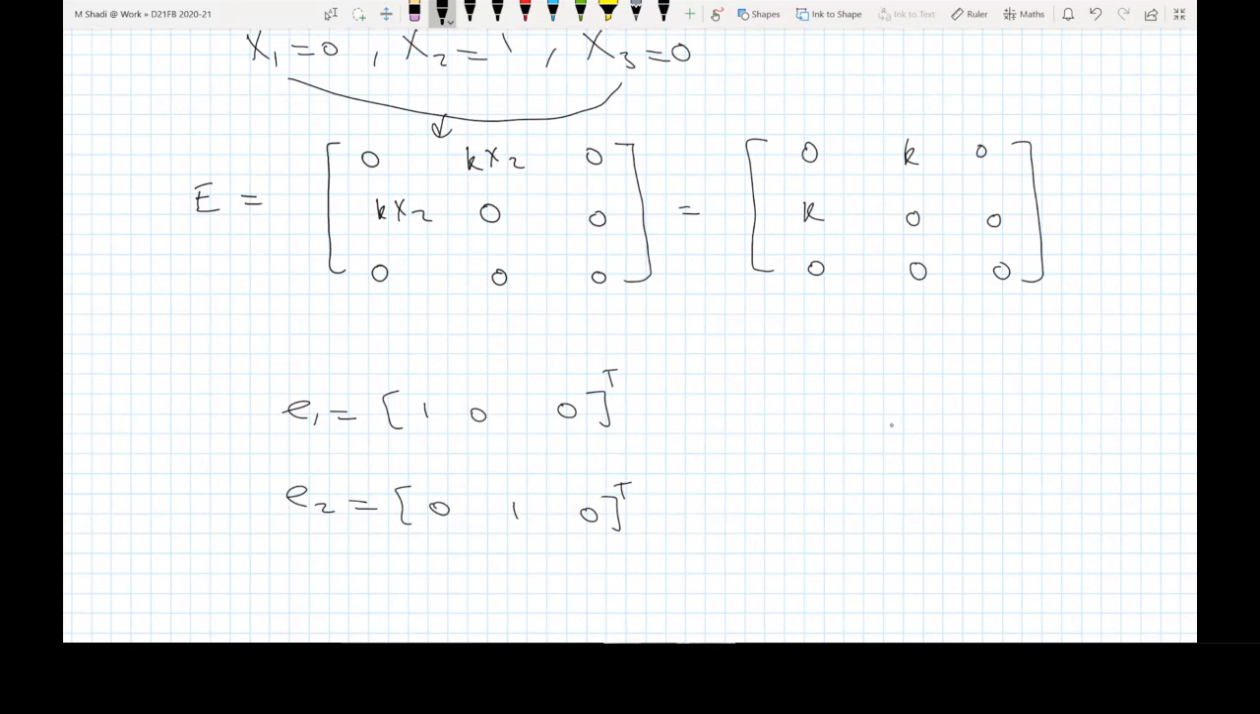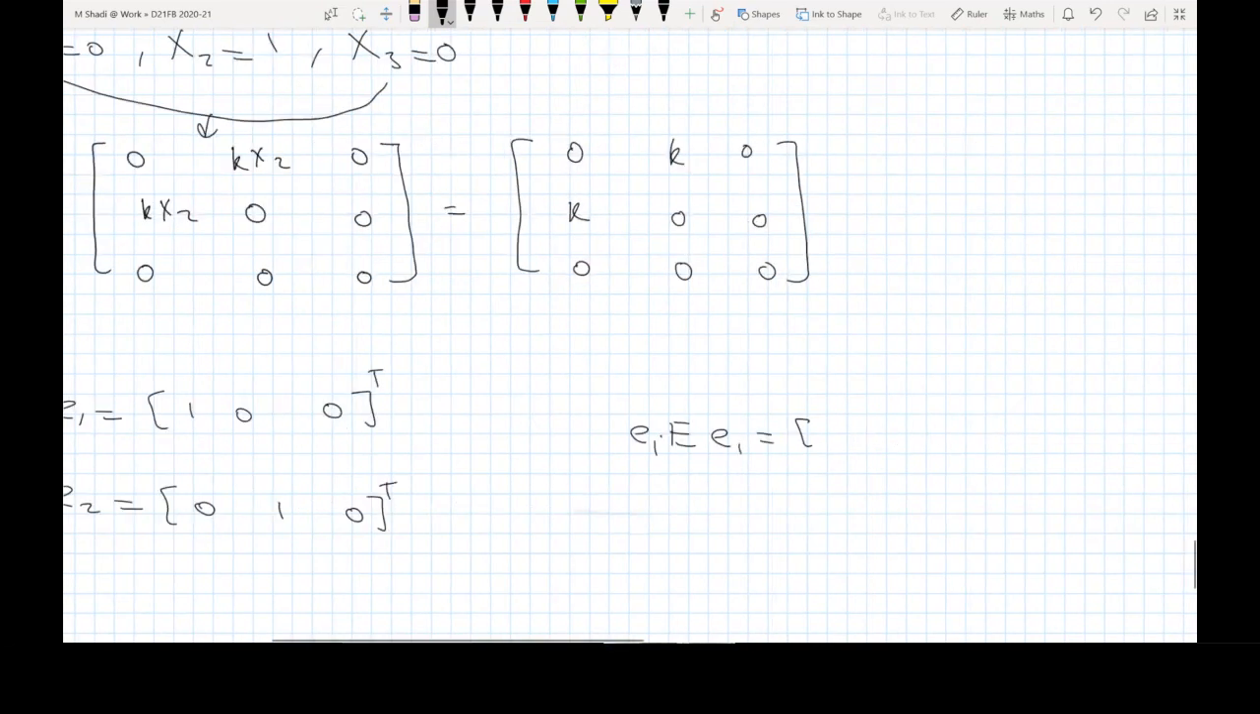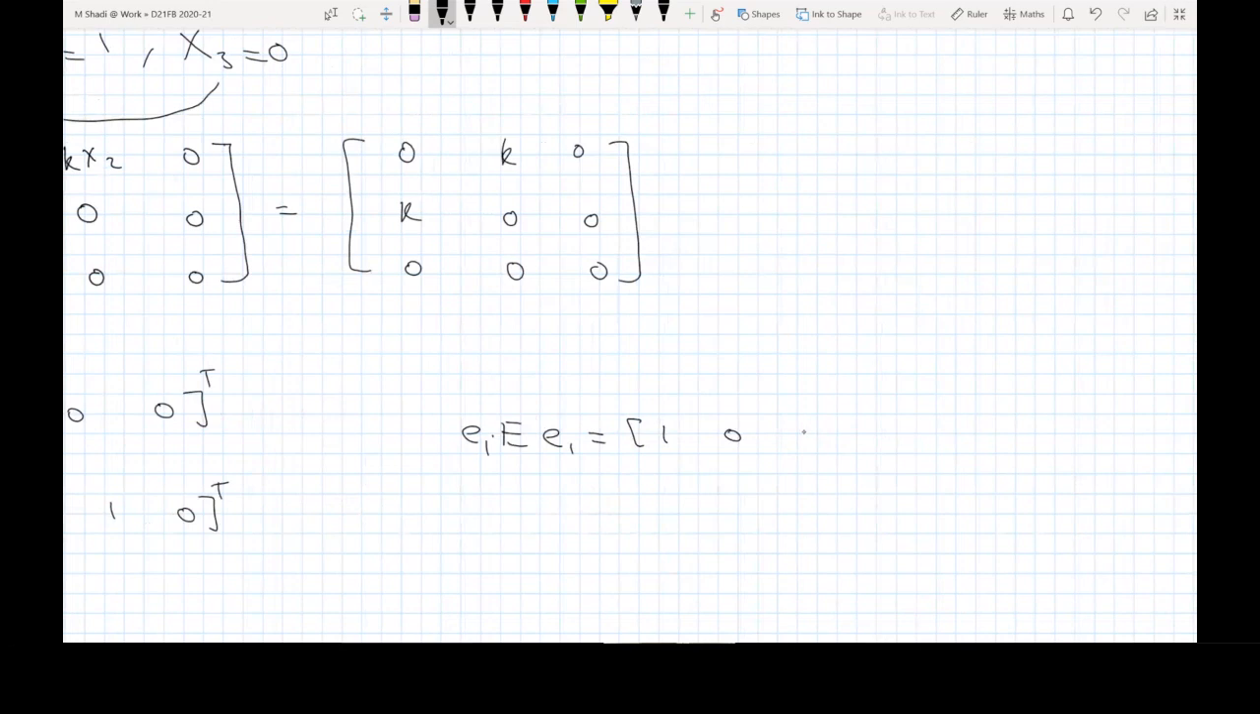So we multiply the matrix E with E1 from left and E1 from right. So multiplying from left and right, I'm just going to write it down here. So it is 1, 0, 0 multiplied with this big guy here, 0, k, 0, k, 0, 0, and 0, 0, 0. So you multiply this row with this column with this row.